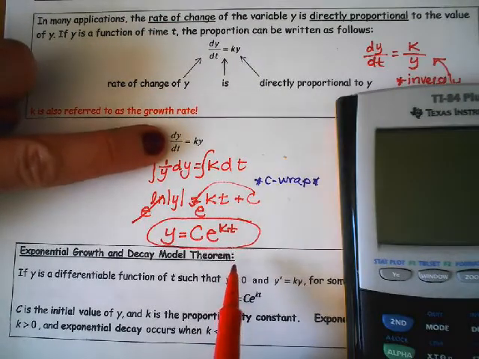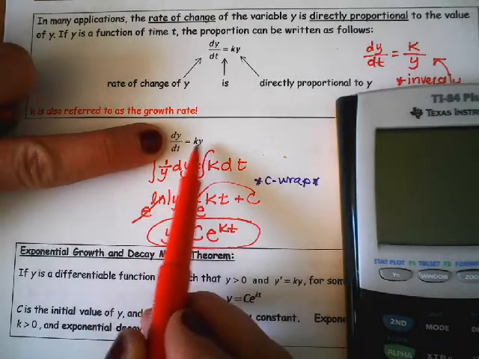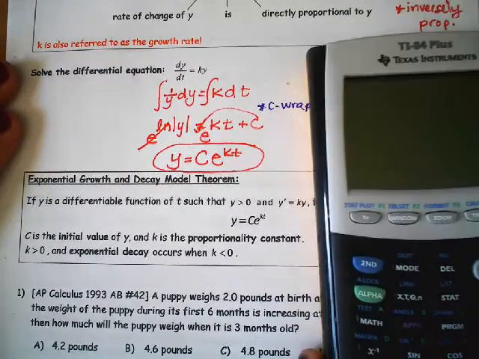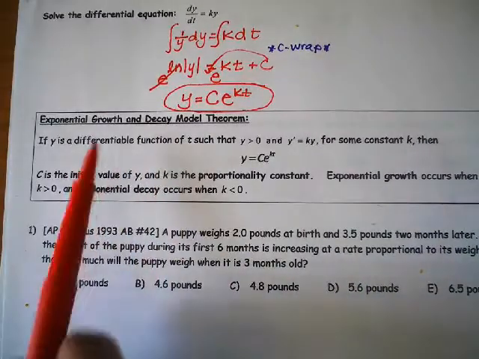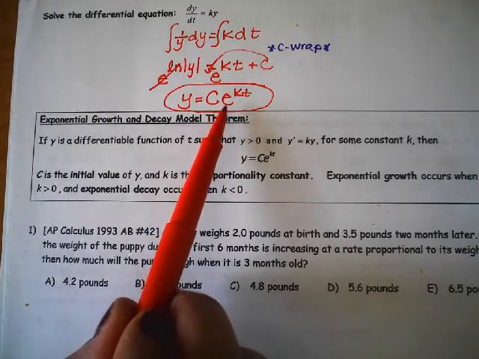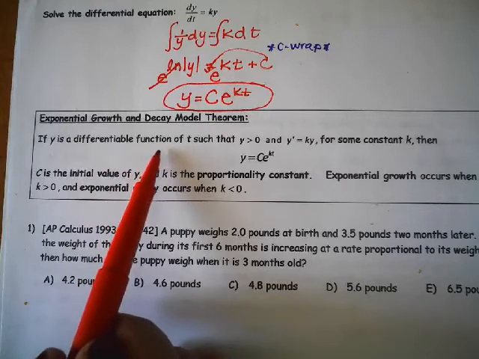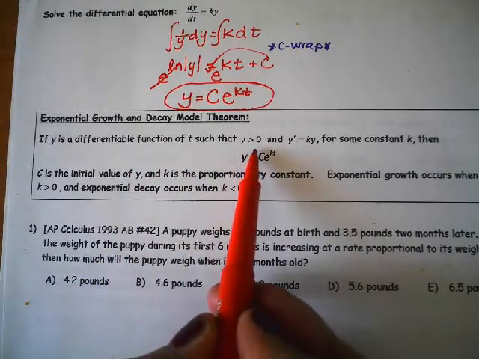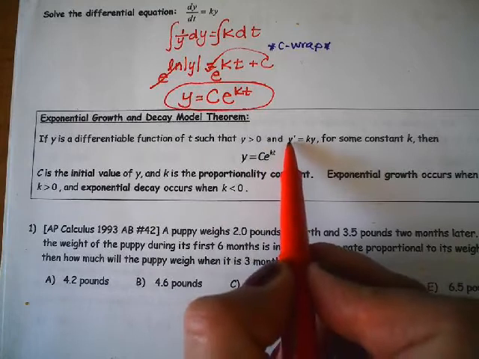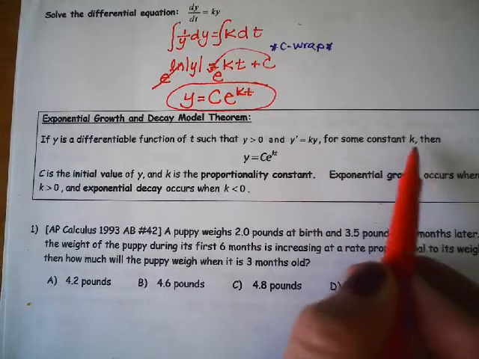This differential equation is a very popular one. It's when we have dy dt equals a constant times y. And I have my calculator out because we're going to be using that in a little while. But why it's important or popular is because whenever we have an exponential growth or decay, we're going to use this y equals ce to the kt. What it will usually say is y is a differentiable function of t such that y is greater than 0, and y prime, which is dy dt, equals ky for some constant k.